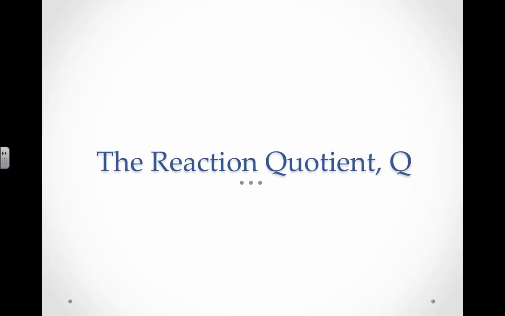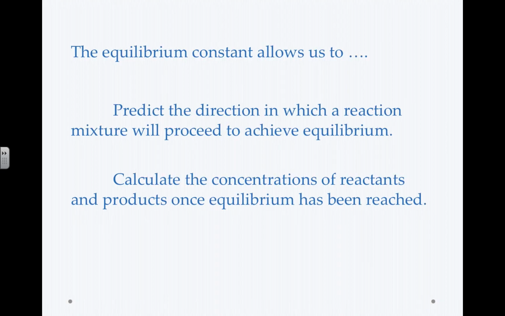So now we're going to talk about the reaction quotient, which is known as Q. Q is going to compare where we are in regards to the equilibrium constant. So the equilibrium constant predicts the direction in which a reaction will proceed in order to achieve equilibrium. It lets us know, is it product favored, is it reactant favored? And we can calculate the concentrations of reactants and products once equilibrium has been reached.